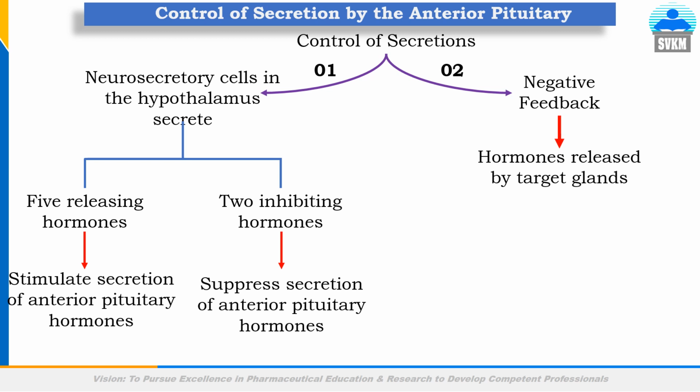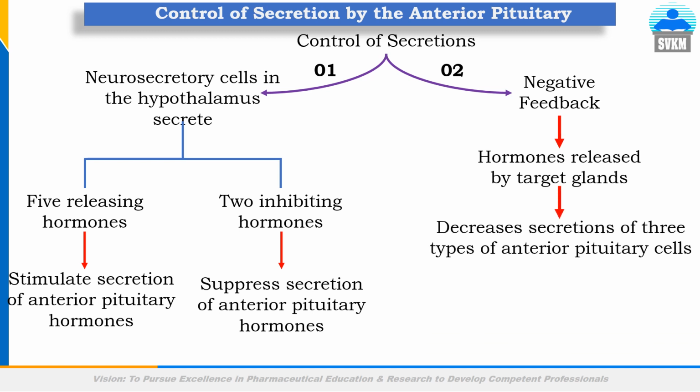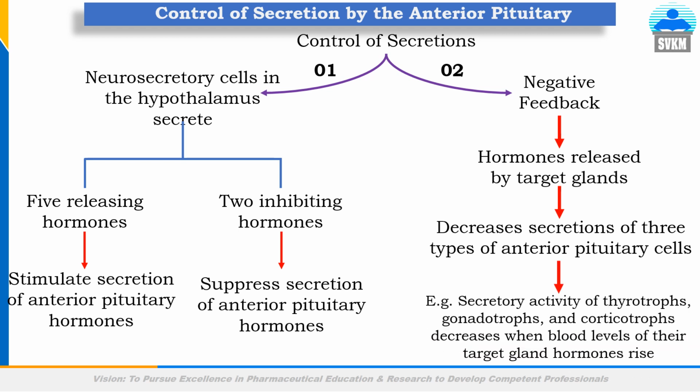The hormones released by the target glands themselves decrease the secretion of 3 types of anterior pituitary cells. For example, the secretory activity of the thyrotropes, gonadotropes and corticotropes decreases when the blood level of their target gland hormone increases.